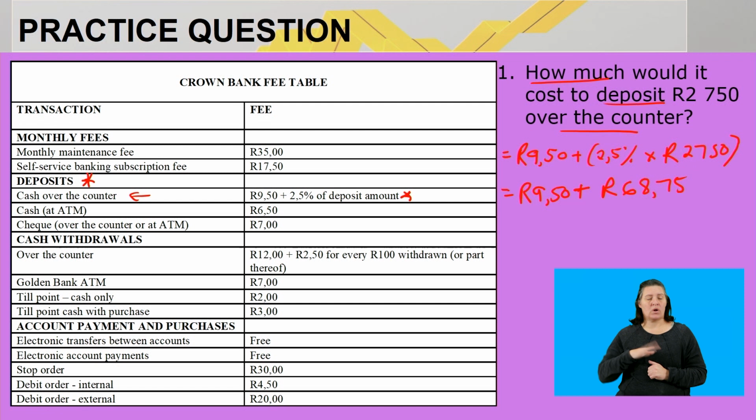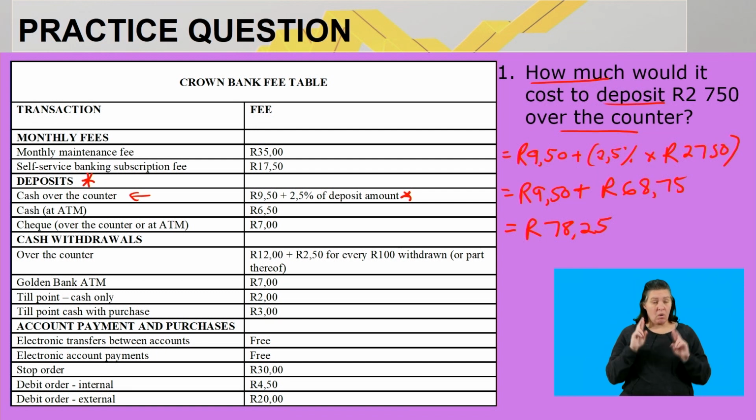We would like to know what the total amount is, so I'm going to add the two amounts together. 9.50 plus your 68 Rand 75 cents gives us a total of 78 Rand and 25 cents. So 78 Rand 25 cents for this specific transaction. Guys, I hope that's clear to all of you. Let us look at another question.